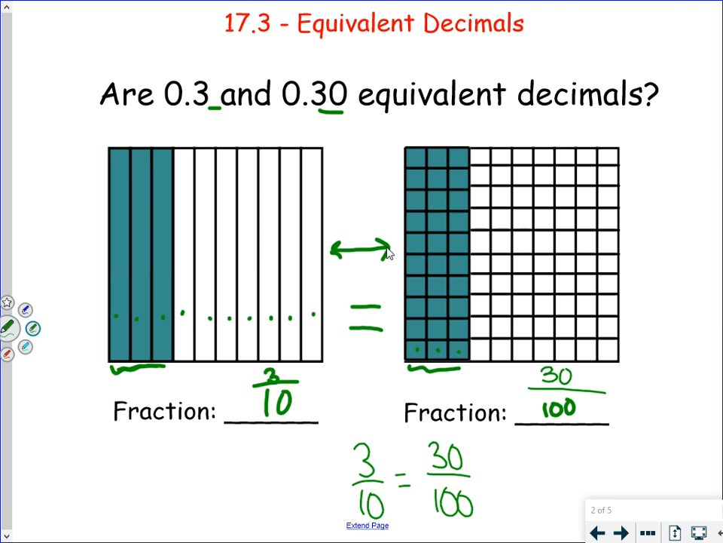So whenever we see a decimal with a 0 at the end, we don't need it. We don't need it. Even if it's 0.7000000, we don't need these zeros. This is the same thing as all of this. Okay?